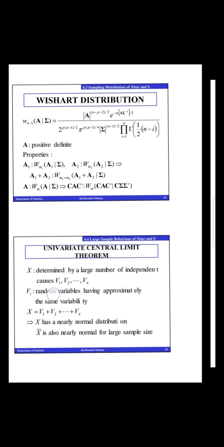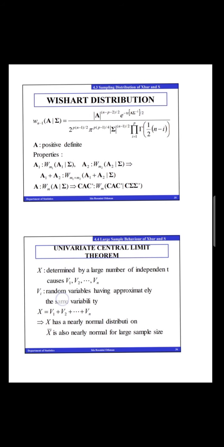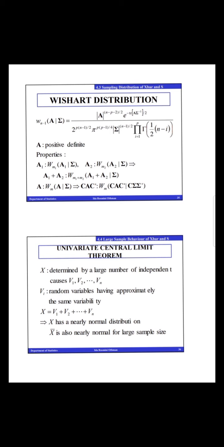Okay, so I harap jelas sampai situ. Ada sikit lagi, which is when we deal with the large sample of X bar dan S. S adalah sample variance covariance matrix. Okay, this is on topic 4.5 in page 175.